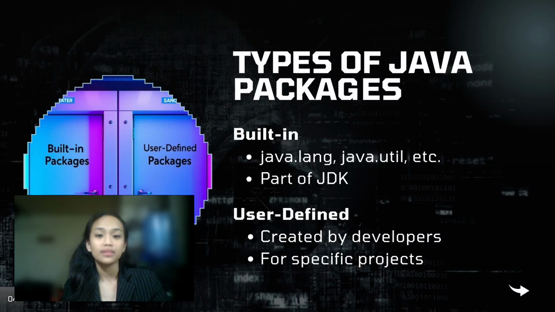Some examples: java.lang. This is like a reference section of the library, containing essential classes that are automatically imported into every Java program. It includes classes for basic types, like integers, string, system-level operations, and more. You don't need to explicitly import this. They are always available. Next example, java.util. This is like the helpful tools section, containing classes for data structures like array list, hash map, date time handling, and other utility functions. You'll use this frequently in your programs.